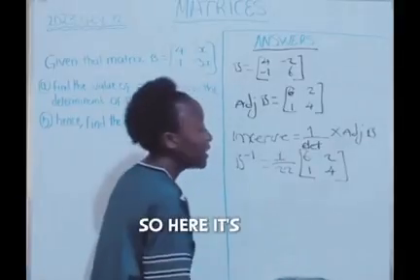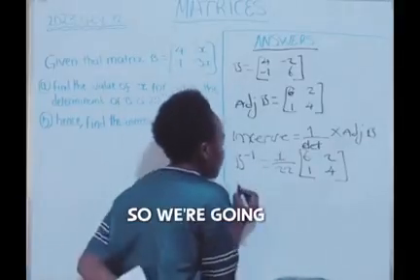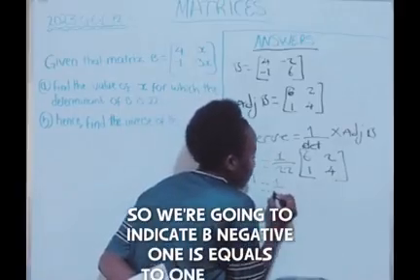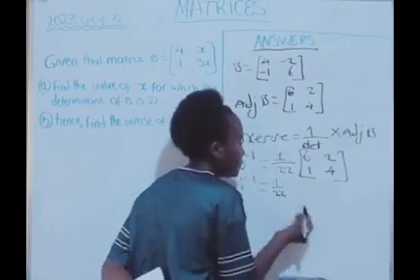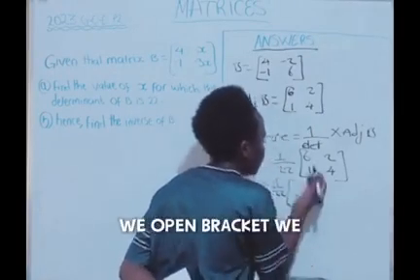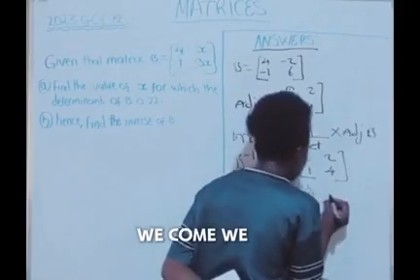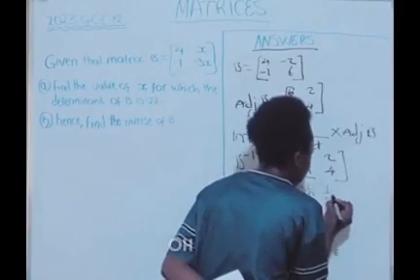So here it's time for us now to solve. We indicate B negative 1 is equal to 1 over 22. We open the bracket, we say 6 times 1 over 22. We come, we say 1 over 20.